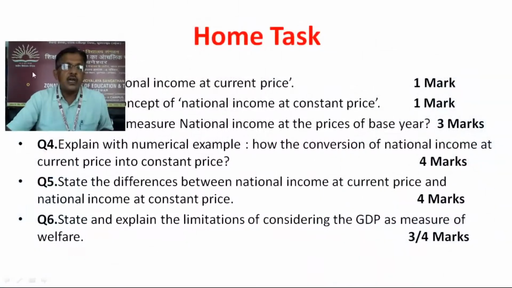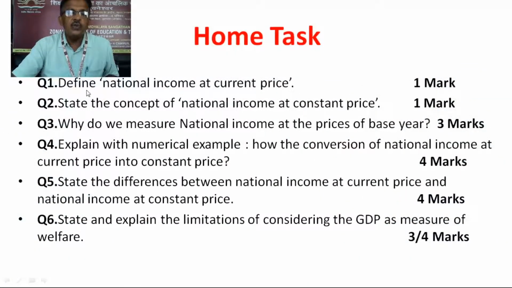So let us see some home task for you. It is given in the board line: 1 mark, 3 marks and 4 mark questions. Define national income at current price. State the concept of national income at constant price. Why do you measure national income at the prices of the base year? Explain with a numerical example how national income at current price is converted into constant price. State the differences between national income at current price and national income at constant price. State and explain the limitations of considering GDP as a measure of welfare.